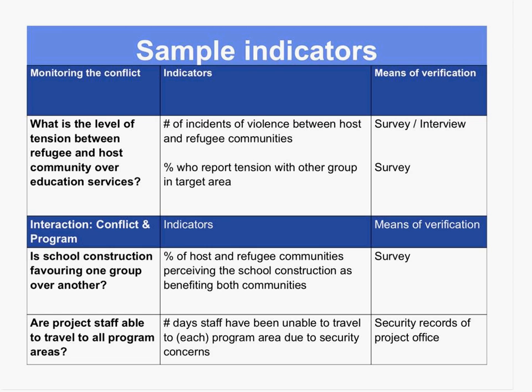Moving down to the next line, school construction. This is often the source of conflict between communities, especially if there are disputes about land rights. So ask, how has school construction affected relationships between one group over another? Again, keep these simple and specific to the context in order to get quality answers. But those are a couple of examples of qualitative questions.